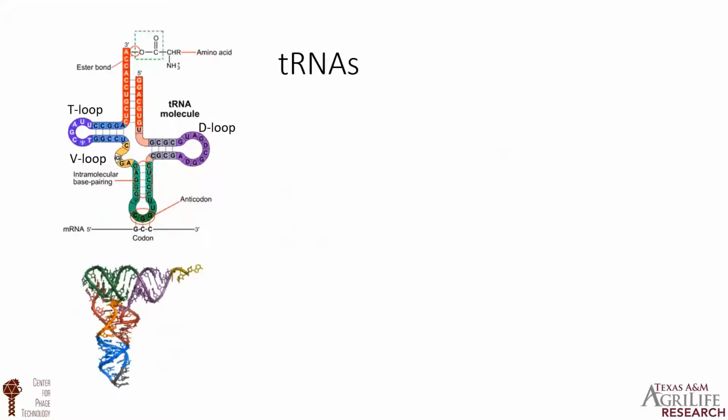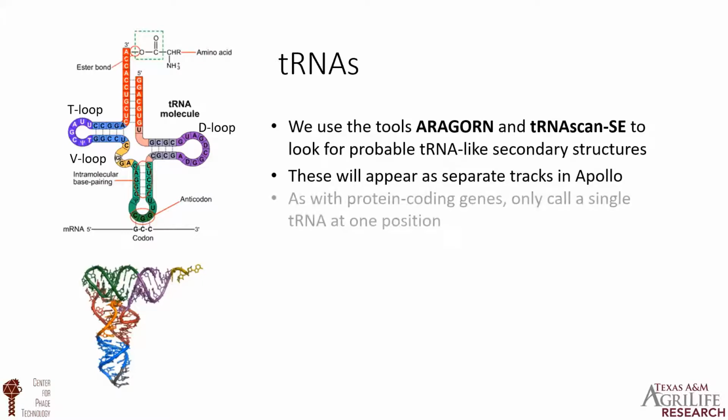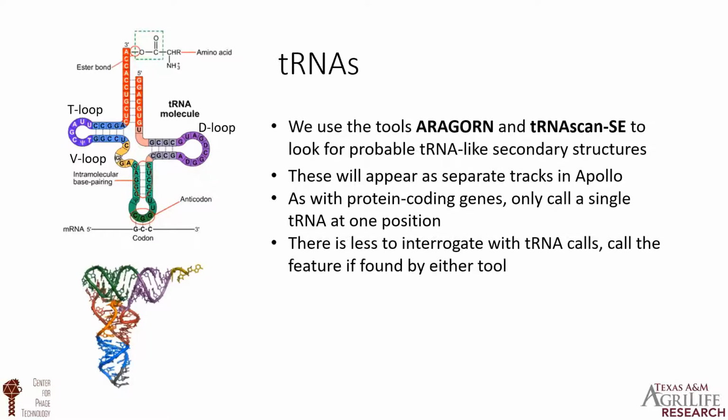Another function of the CPT structural annotation workflow is to look for tRNAs. We currently use the tools Aragorn and tRNAscan-SE to look for possible tRNA secondary structures. These appear as separate tracks in Apollo when the workflow is complete. As with protein coding genes, it is advised to only call a single tRNA gene at a given position.